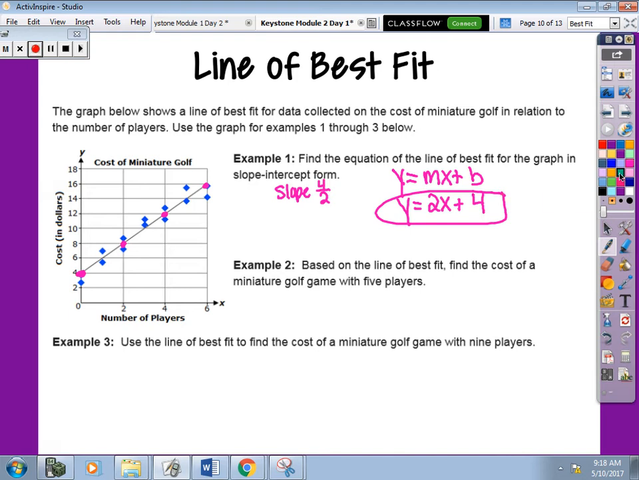Based on the line of best fit, find the cost of a miniature golf game with 5 players. So am I plugging 5 in for x or for y? Garrett? X. And 2 times 5 is 10, plus 4 is 14. Part C says, use the line of best fit to estimate the cost of a miniature golf game with 9 players. Usually they would not do the same question twice. They would probably say, for how many players would it cost something, and you plug it in for y. But this one, you're literally just plugging in 9 for x. So we should get $22.